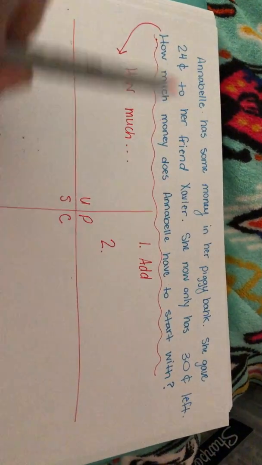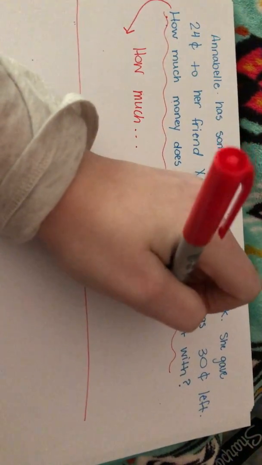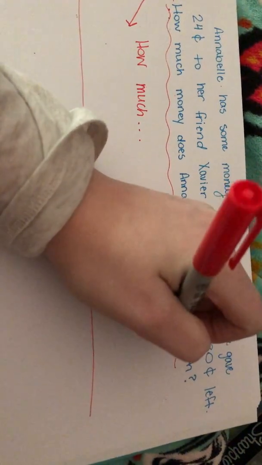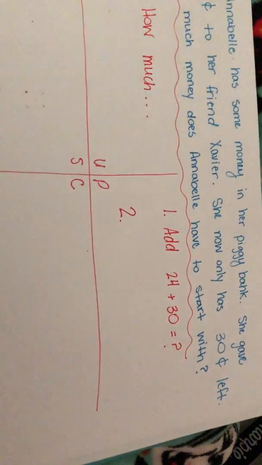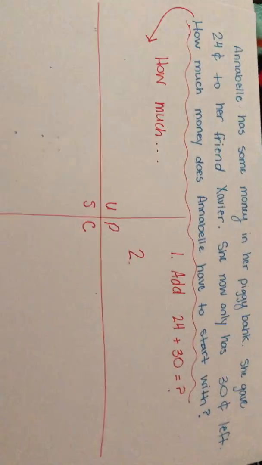And we also need to write the equation here. So the equation in this sense is 24 plus 30. And if students write 30 plus 24, that's okay. They're going to get the same answer. The order only really matters for subtraction. So here by number 2, this is where we write the strategy that we're going to use.